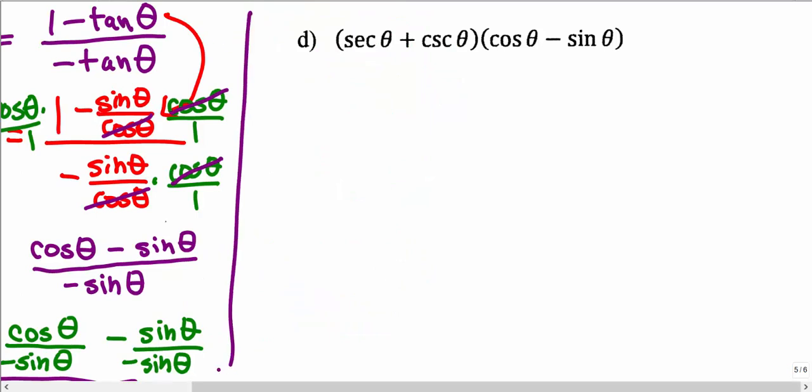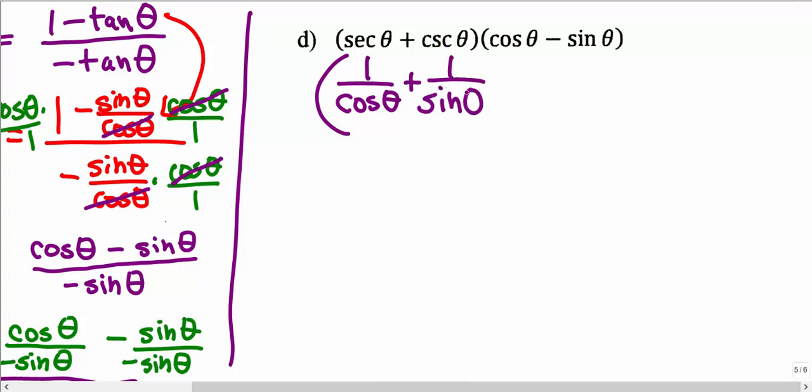Alright, once again, we would like to take this expression and change everything to be in terms of sine and cosine. So secant theta, we can write that as 1 over cosine theta. Cosecant theta is 1 over sine theta. So there's our first set of parentheses, everything in terms of sine and cosine. And in the second set of parentheses, we already have everything in terms of cosine and sine.